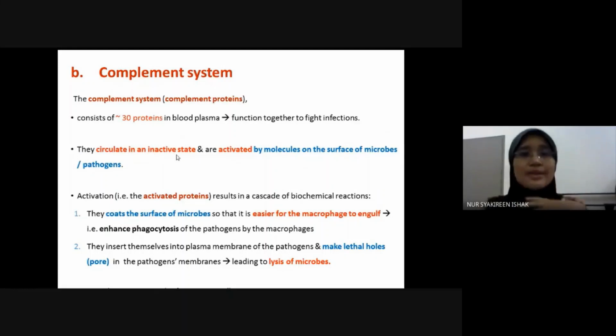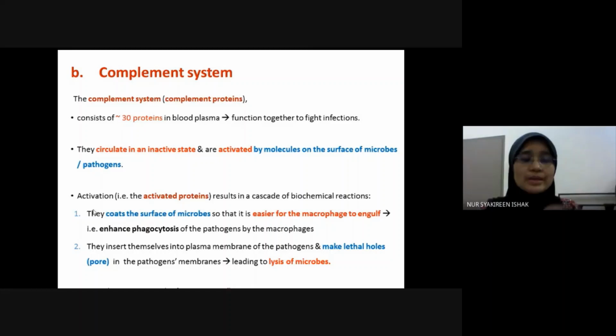So they will circulate in an inactive state. So mula dia inactive, okay. So how are they activated? They are activated by molecules at the surface of the microbes or pathogen. Okay, so bila dia encounter the pathogen, dia akan diaktifkan. It will be activated. So the activation of the complement system results in a series of biochemical reactions.